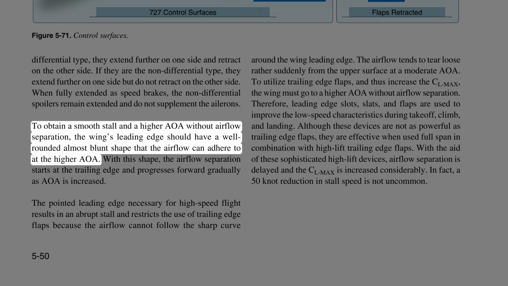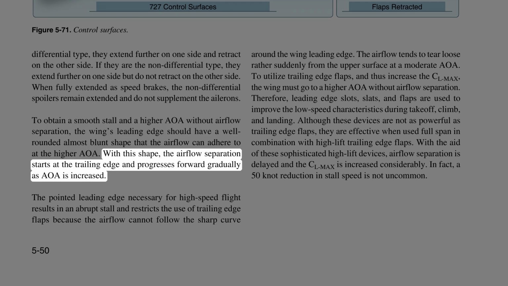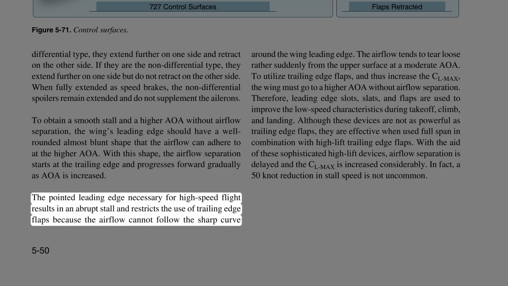To obtain a smooth stall and a higher AOA without airflow separation, the wing's leading edge should have a well-rounded, almost blunt shape that the airflow can adhere to at the higher AOA. With this shape, the airflow separation starts at the trailing edge and progresses forward gradually as AOA is increased. The pointed leading edge necessary for high-speed flight results in an abrupt stall and restricts the use of trailing edge flaps because the airflow cannot follow the sharp curve.